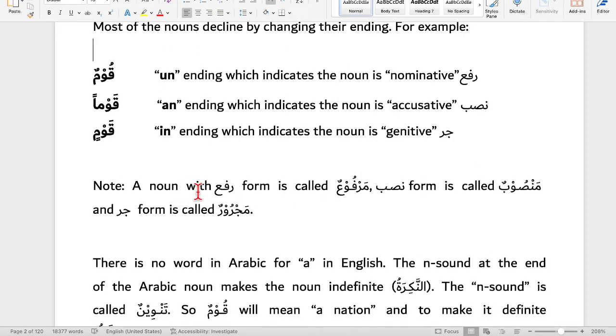So a noun which is in this rafa form is called marfu. We need to memorize, or remember, those terminologies as they are. So any noun with the rafa form is called marfu. Any noun in the nasab form is called mansub, and the jar form is called majroor. So we can say this noun is marfu, this noun or ism is mansub, or this ism is majroor.